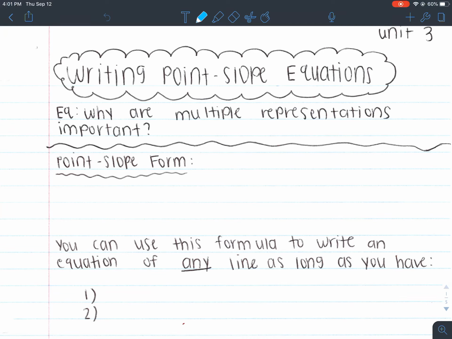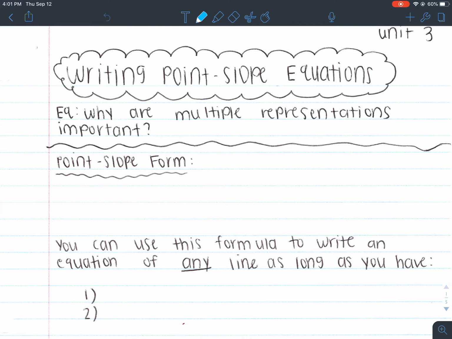We have 3 forms that we're going to learn about in Unit 3, and this is the first one. I'll write down point-slope first, and then I'll talk about the rest of them. For point-slope form, I'm going to write that form down. That is y minus y1 equals m times x minus x1. Those are ones, those little tiny ones down there, and then I do have those parentheses.